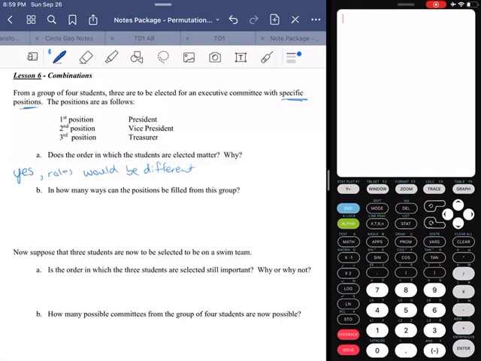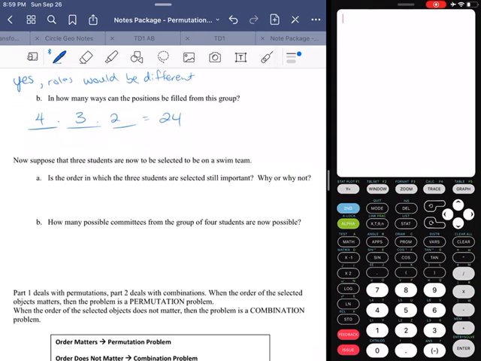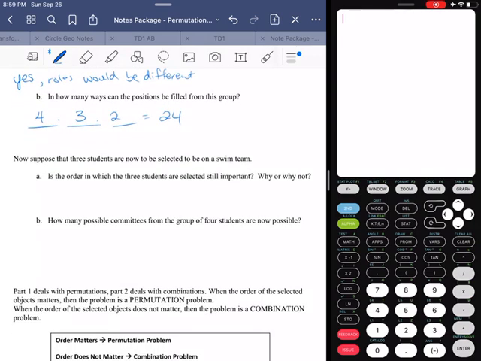So if we have 4 kids, we've got 3 positions. So you've got 4 choices, and then 3 choices, and then 2 choices. So 24 different ways that we can make this committee. Now we're going to change the scenario a little bit. We're just selecting 3 students from the 4 to be on the swim team.